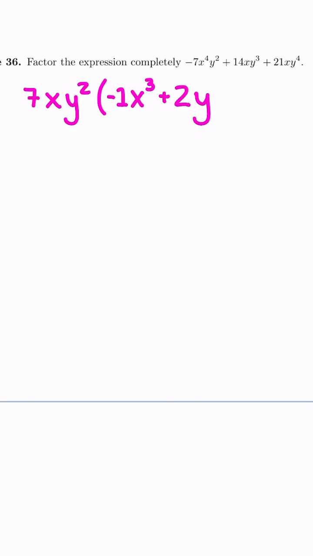This last term here, we want 7 to become 21, so we'll multiply it with 3. We want x to become x. Well, it's already there, so we don't need to multiply x with anything. But we want y squared to become y to the 4th. So y squared times y squared, 2 plus 2 will give us that y to the 4th. So now we've factored completely, pulling out the biggest number and the least power of each variable.